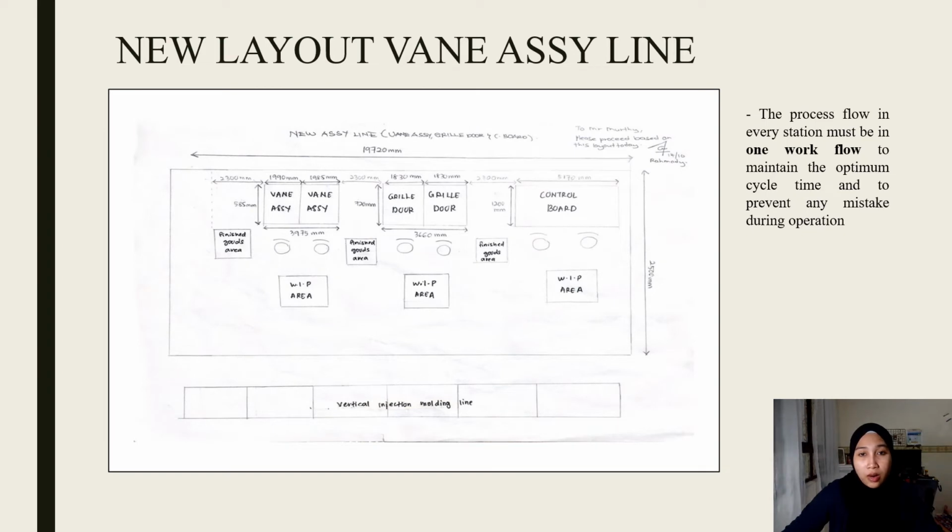This is the new layout I have created for Van AC line because the line is moved to a new place. The important detail of the layout that needs to be focused on is the process flow. The process flow in every station must be in one workflow to maintain the optimum cycle time and to prevent any mistake during operation. Therefore, the target output can be achieved.